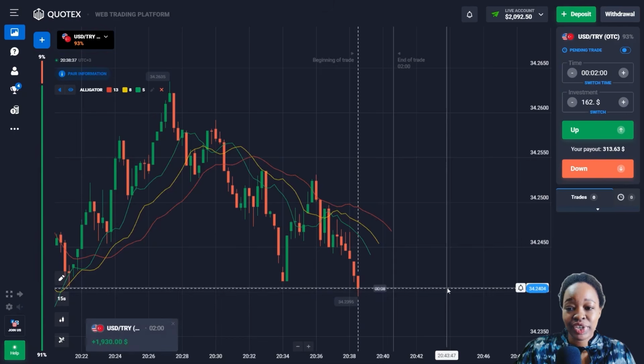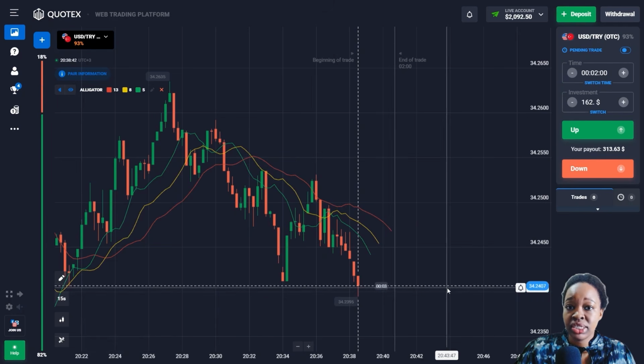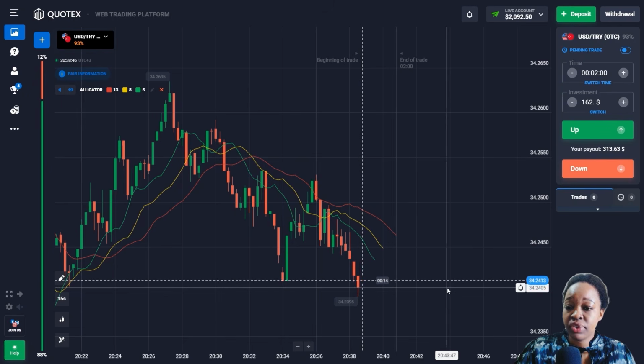This is excellent, friends. As you can see, the price continues to move down with red candlesticks and shows a very good decrease. Also, 2 minutes was quite enough for this trade, and I got a very good profit in this trade. So let me continue and find the next situation.